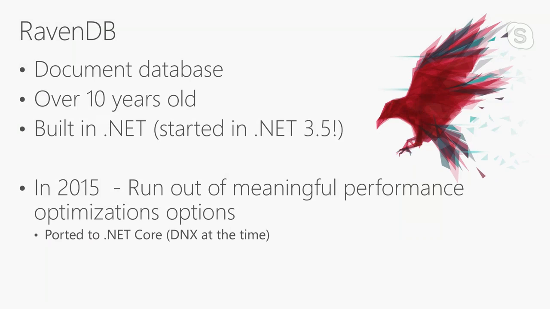RavenDB has been around for about 10 years. In 2015, we ran into a big issue. We effectively ran out of minimum performance optimizations. A lot of that was related to the kind of architecture that we were using, but we also had some hard requirements that we wanted to sort out, which was really hard to do.